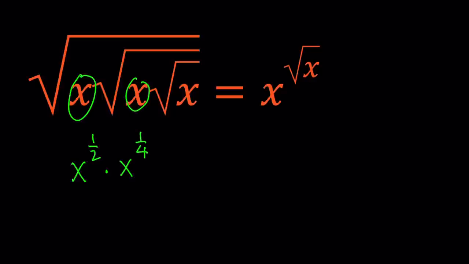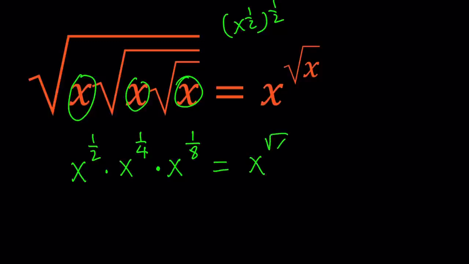In other words, we can basically write x to the power 1/2 to the power 1/2, which makes x to the power 1/4. And this x is under three radicals, so we can write it as x to the power 1/2 to the power 1/2 to the power 1/2, which can be written as x to the power 1/8. And on the right hand side, I can just leave it as is, x to the power square root of x. Now we have the same base on both sides, so that's good.